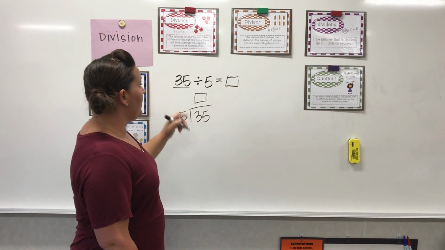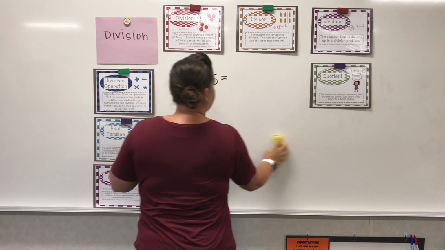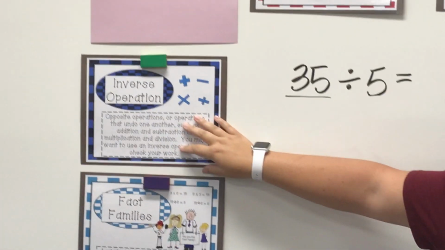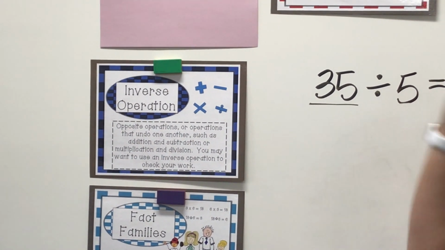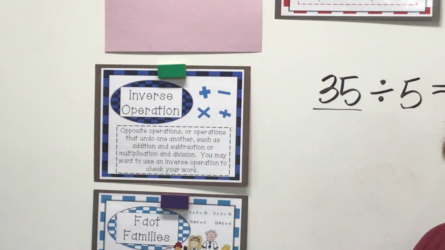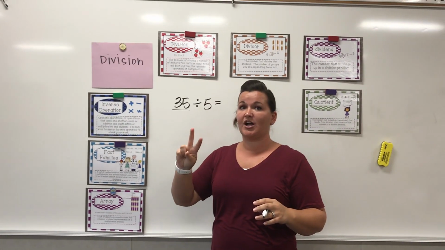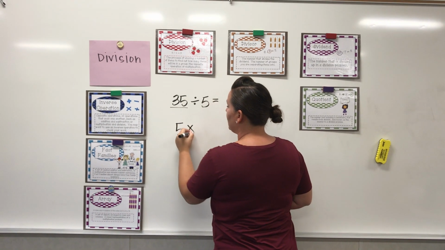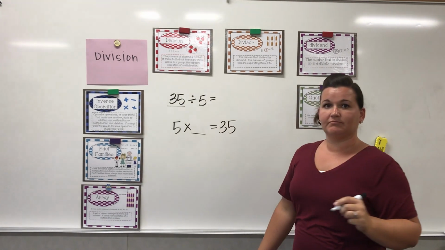Okay, so one way to do this, I'm going to erase part of this just for some space, this is my favorite inverse operation because we've already learned multiplication. We already know how to multiply, so I'm going to connect multiplication to division. The inverse operation means it's the opposite operation. Multiplication and division are opposites. So I'm going to rewrite this, and I'm going to say 5 times something equals 35.